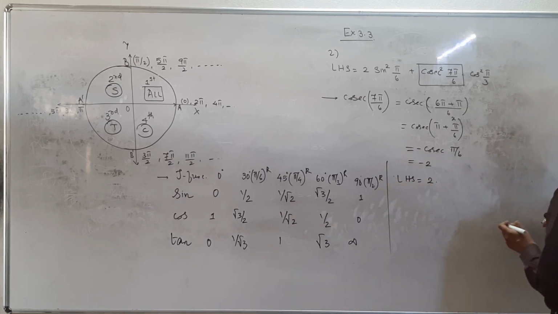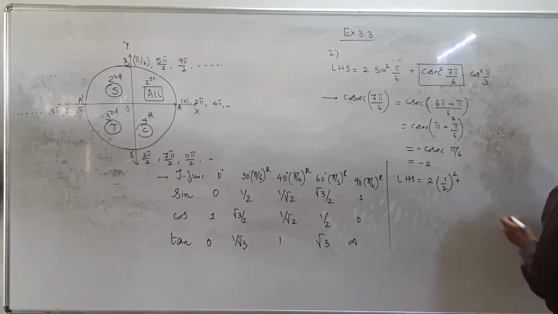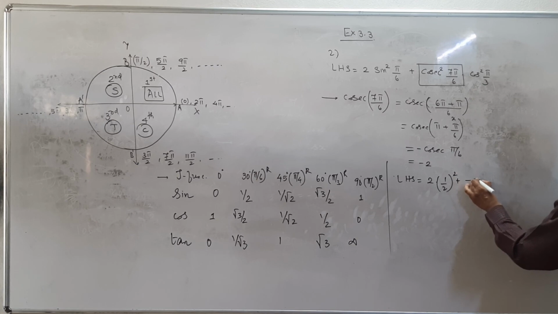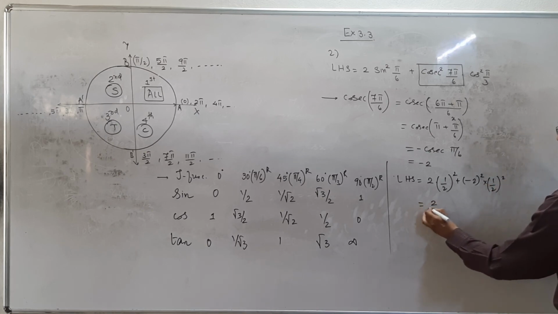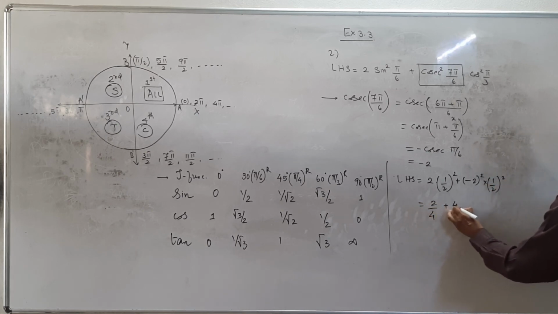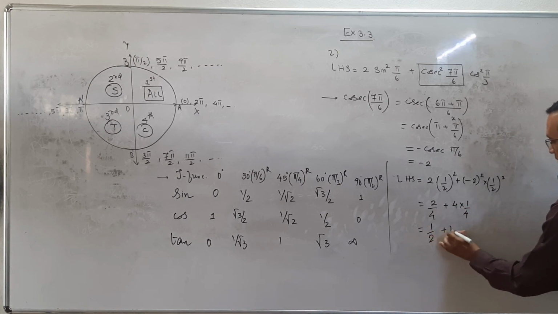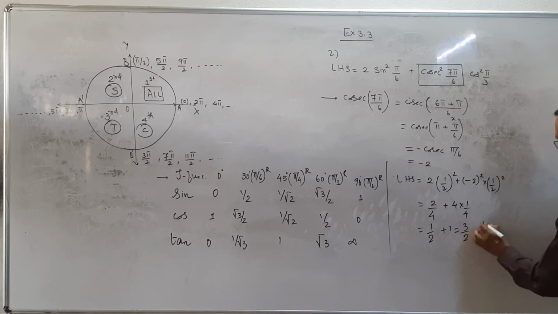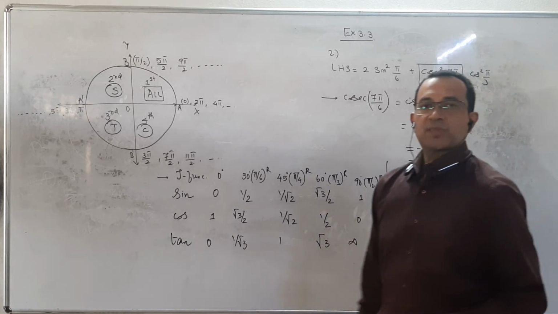This is 2 times sin pi by 6, which is (1 by 2) square, cosec pi by 6 is (minus 2) square, and cos pi by 3 is (1 by 2) square. So this will be 2 by 4 plus 4 into 1 by 4. So this is half plus 1, which is 3 by 2, and that is your RHS.